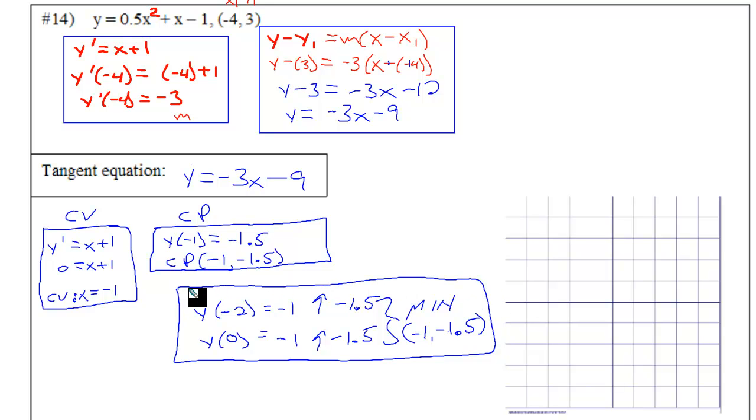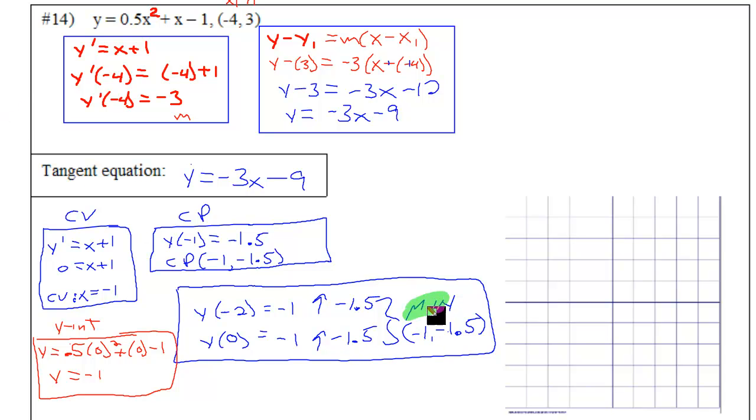So what's left to do? We need to find the x-intercepts and the y-intercept. To find the y-intercept, simply replace the x's with 0 in the function. And you get a y-intercept of -1. So far we have this minimum, we have this y-intercept. X-intercept. Replace y with 0.